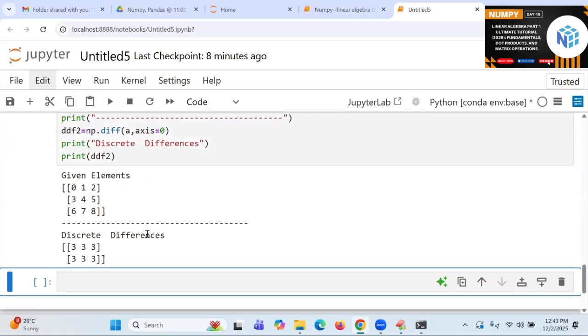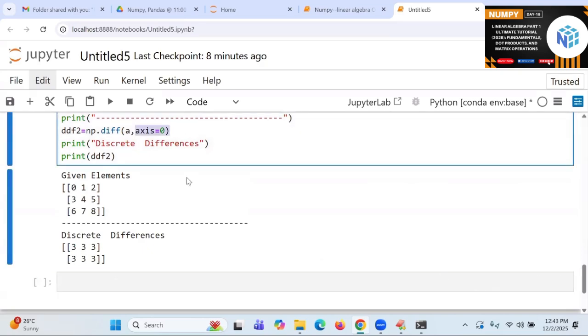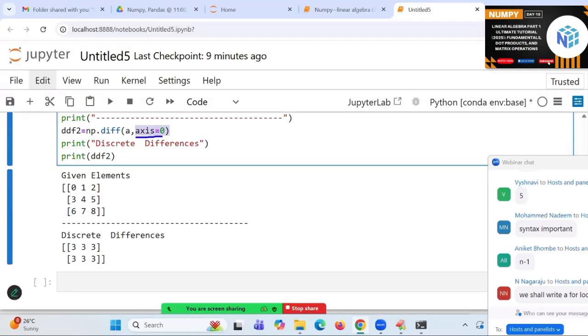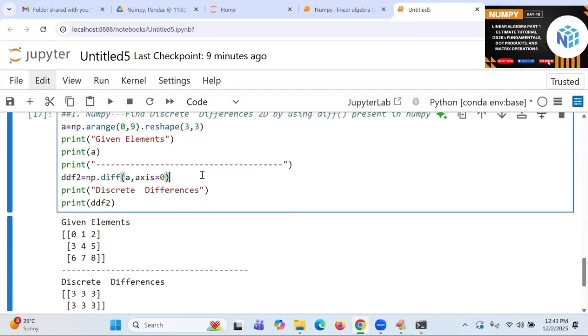Observe it. What are the discrete differences coming by default? This is going to be applied with axis 0. What does 0 apply here? It is becoming: 3 minus 0, 4 minus 1, 5 minus 2. Right? The answer is going to be 3, 3, 3. Next, 6 minus 3, 7 minus 4, 8 minus 5. Are you getting this? So this 0 indicates what it is applying.